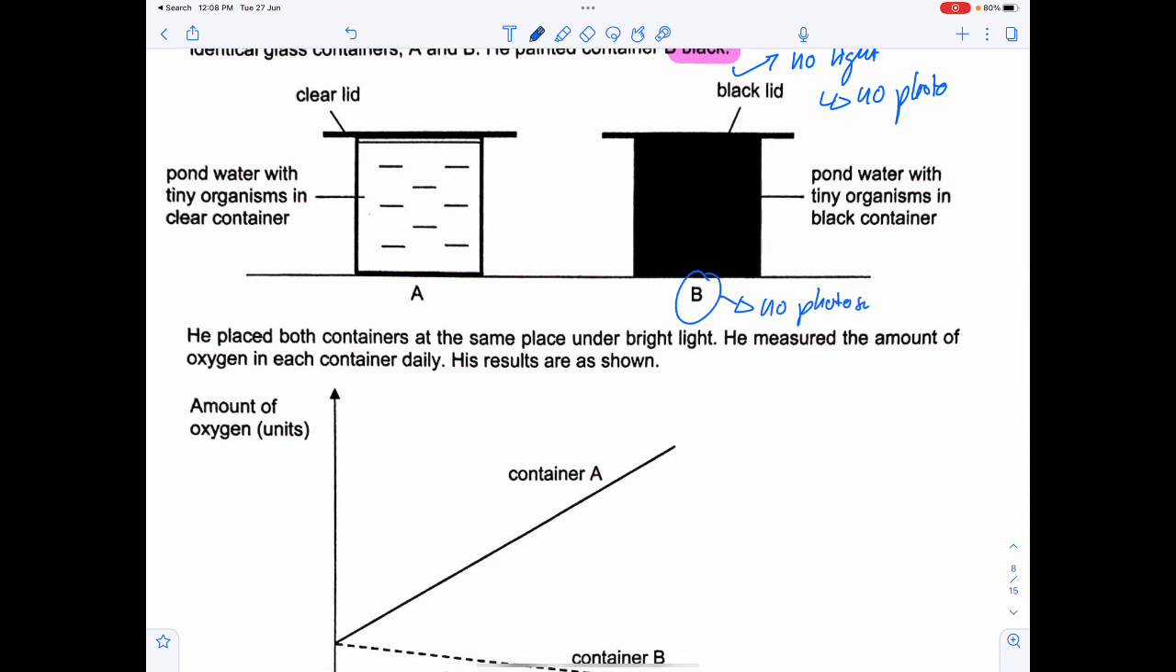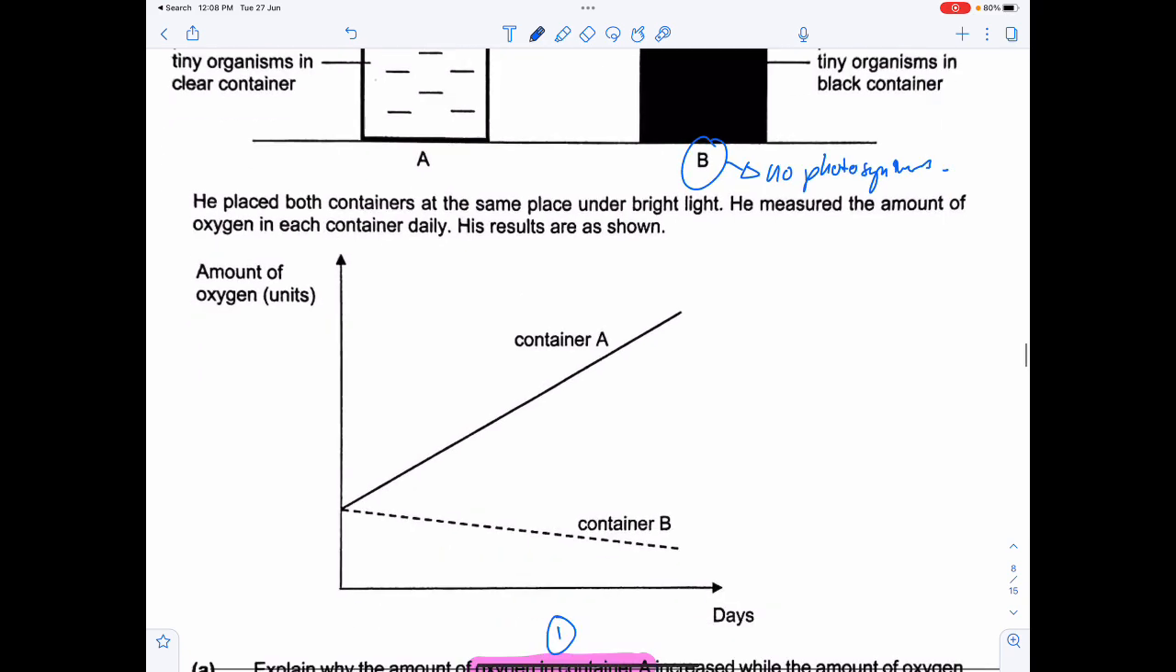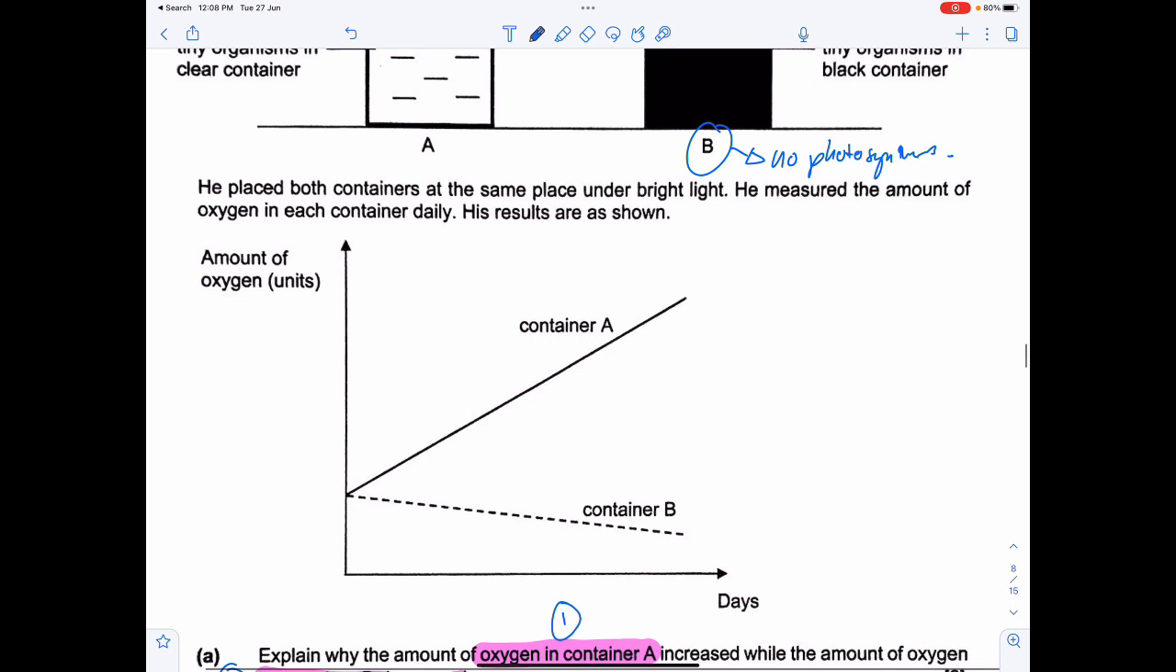So since there's no photosynthesis, it doesn't matter which organism, but basically if this organism cannot receive light, it will not be able to produce oxygen. It can only respire. So because it can only respire, the amount of oxygen in the water should drop. If you look at it, it actually tallies. The amount of oxygen is actually dropping.